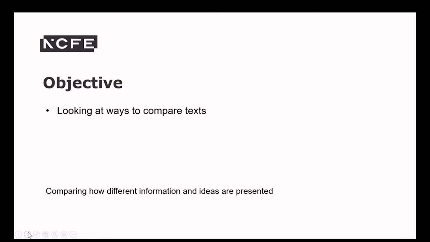So firstly, comparisons. We're going to look at ways to compare text. Quite often when you are faced with comparisons, it seems a bit overwhelming, especially if you've got more than two documents.